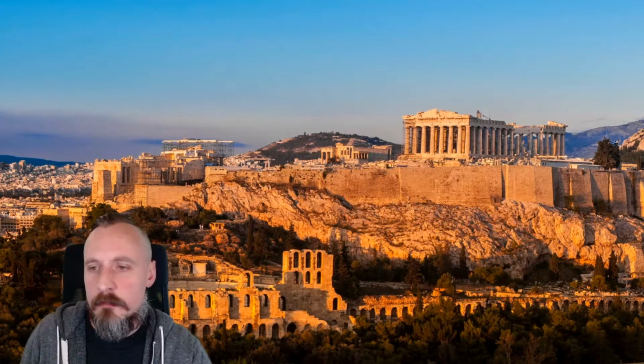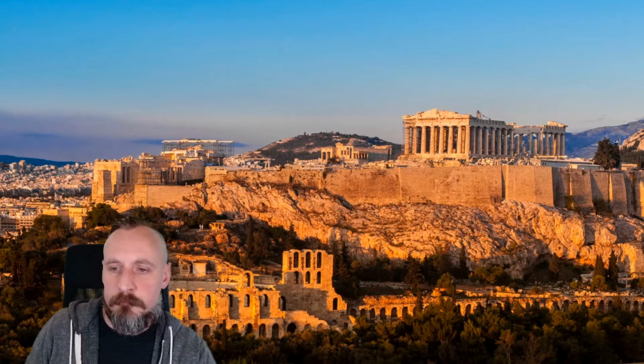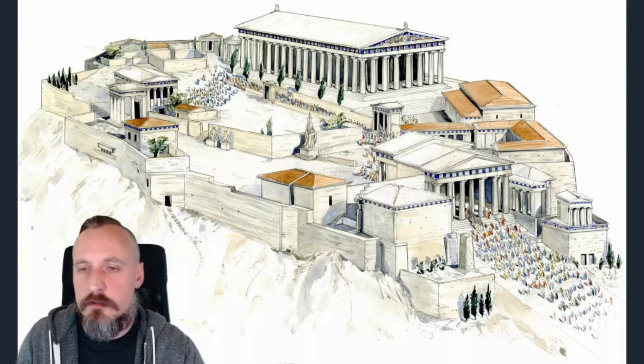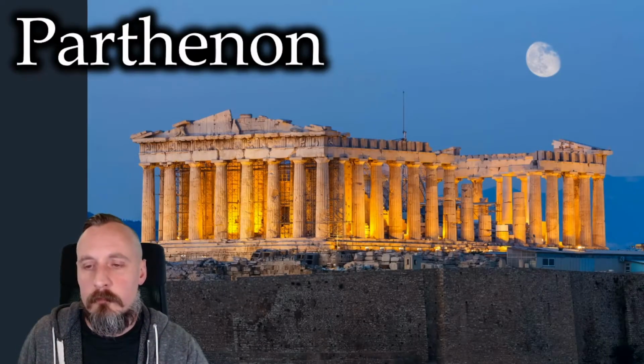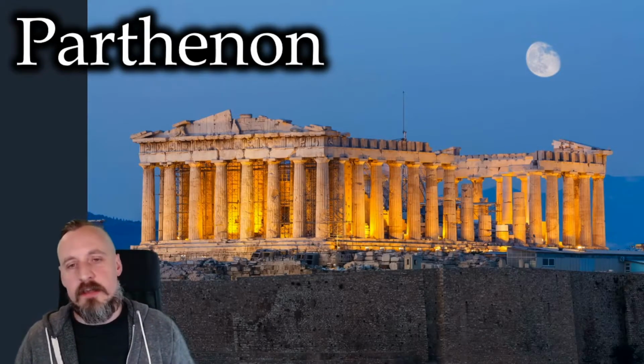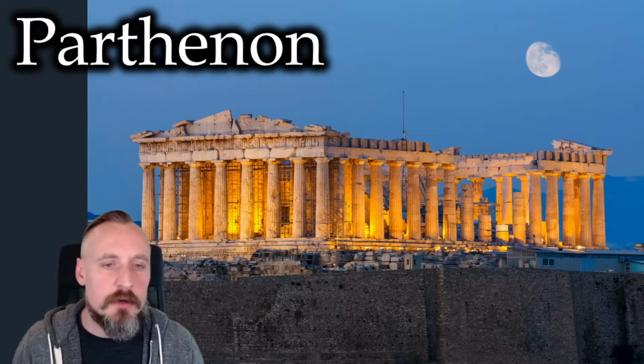Here's another view of the Acropolis with the Parthenon. And here's another artist's depiction of it during the time period. And so the Parthenon, our next keyword, was the major temple that was on the Acropolis.